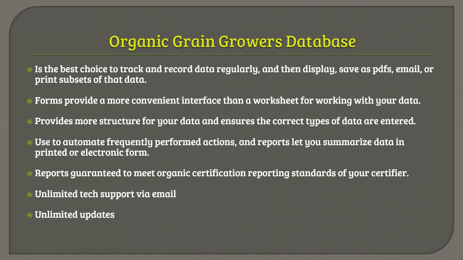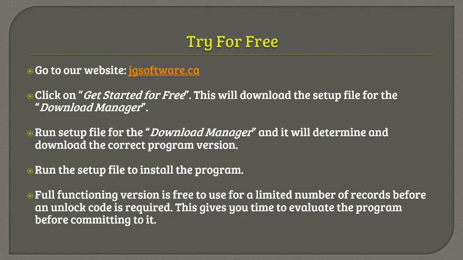Forms provide a more convenient interface than a worksheet for working with your data. They provide more structure for your data and ensure the correct types of data are entered. You use the Organic Grain Growers Database to automate frequently performed actions, and reports let you summarize data in printed or electronic form. Reports are guaranteed to meet organic certification reporting standards of your certifier. Unlimited tech support via email and unlimited updates.